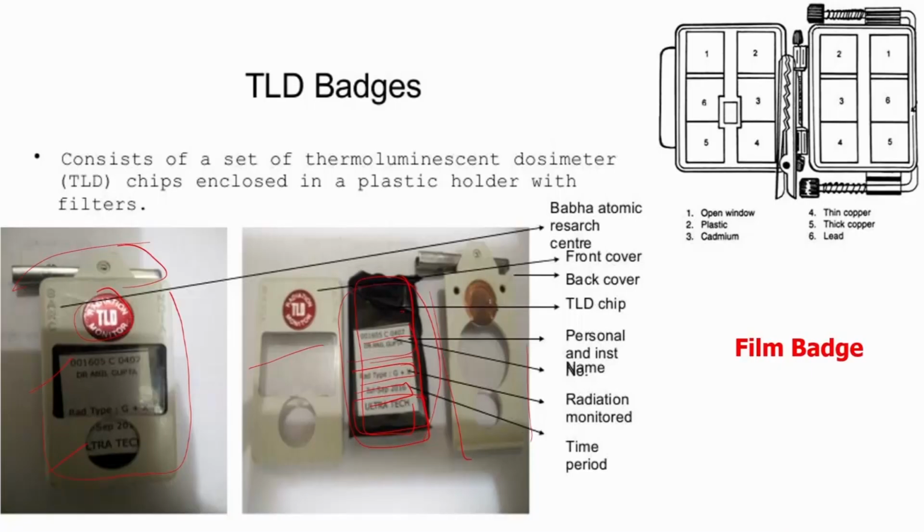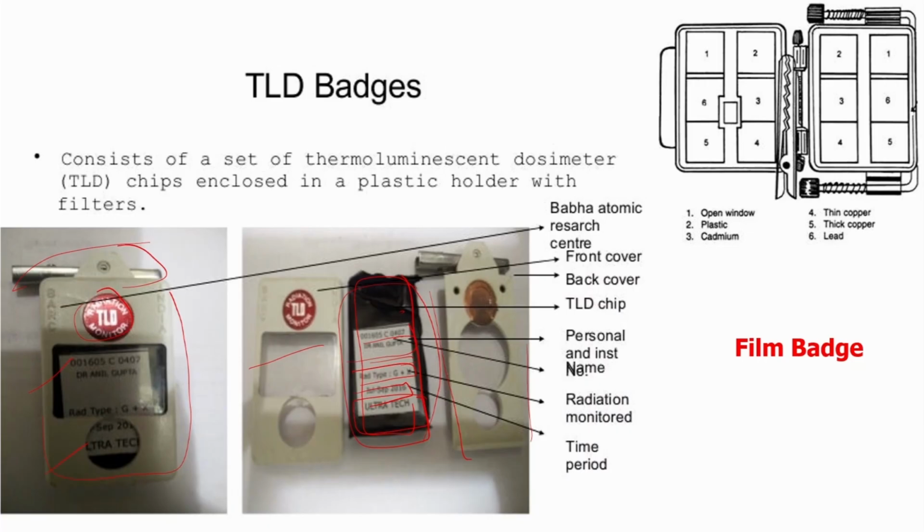So these windows have been made, like alpha particles have the lowest penetrating power, so for such alpha particles there is an open window option. For plastic, like a perspex sheet, low energy beta particles cannot penetrate, but high energy beta particles can penetrate. Then there is thin copper and thick copper. Lead is for highly penetrating radiation like X-rays. So in this way, for different types of energies, different filters are used for recording the dose.